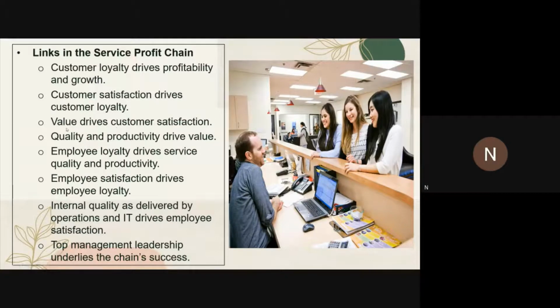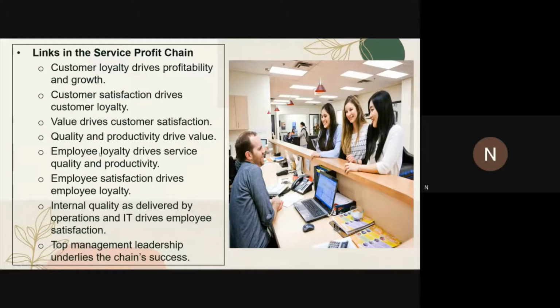something which is unique, something which is distinguished, something which is beneficial for the customers. If you provide this value, customers are happy with it. When customers are happy, they are going to stick with you in the long term.